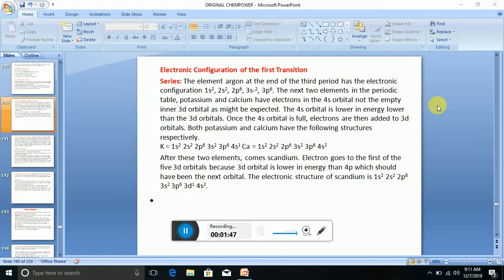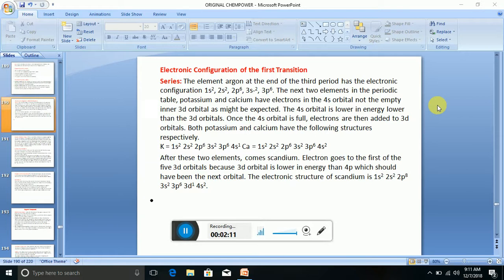After these two elements comes scandium, which is the start of the first transition series elements. The electron goes to the first of the 5 3d orbitals because the 3d orbital is lower in energy than 4p, which should have been the next orbital.